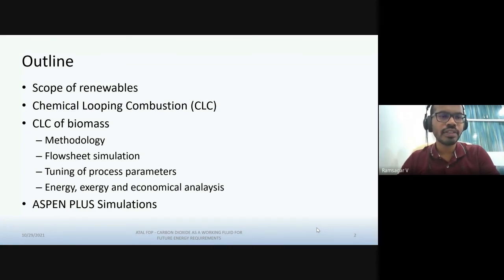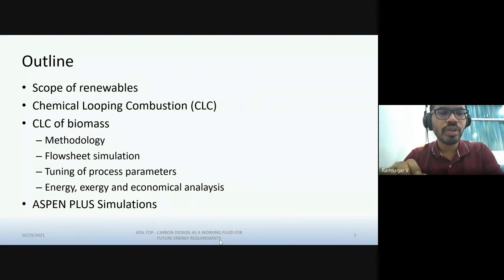There I'll be discussing these steps in a bit of detail: methodology, flow sheet simulation, and tuning of some important parameters so that we can improve the performance of that process. Next, the energy, exergy, and economic analysis of the proposed configuration, and comparison with the conventional. And at the end, based on the time availability, I would like to show some simulations on Aspen.